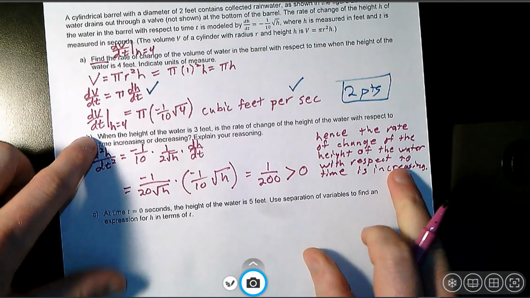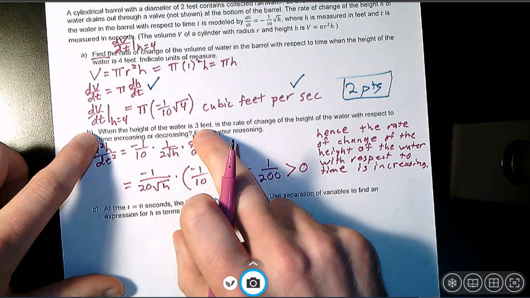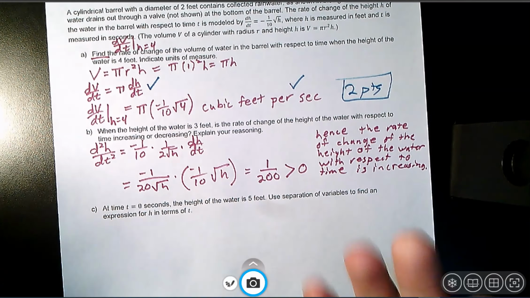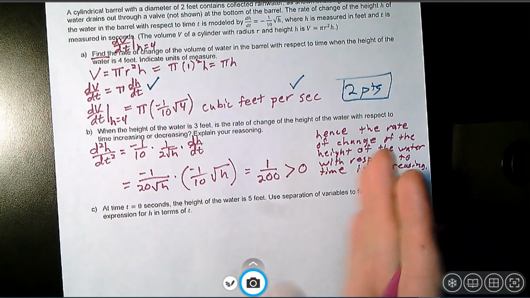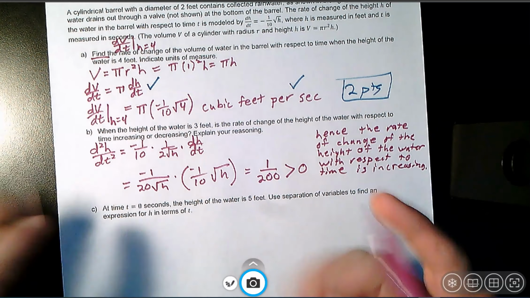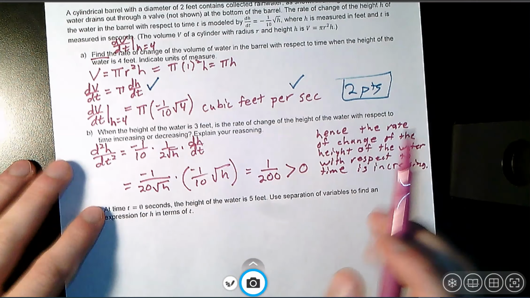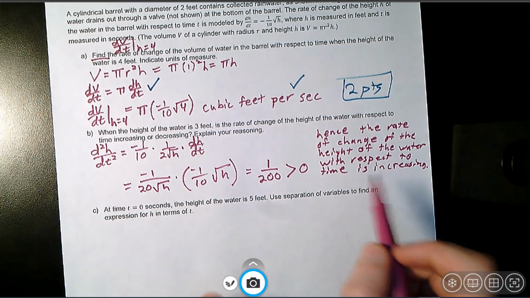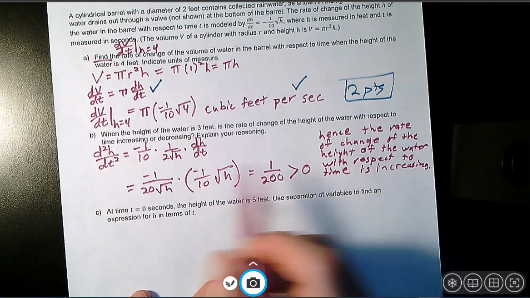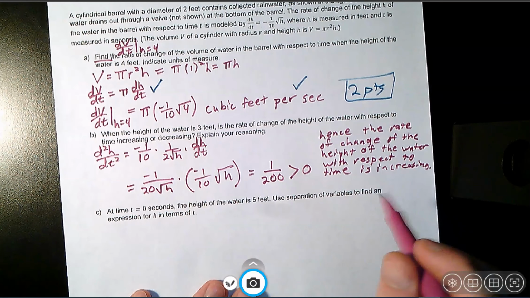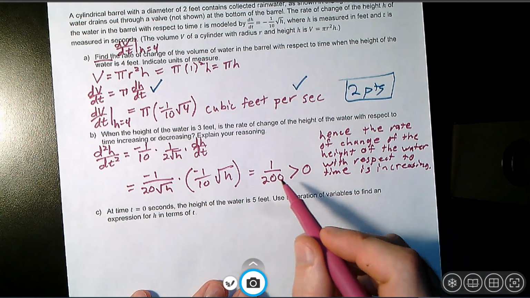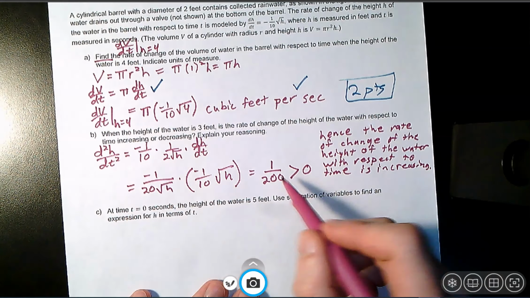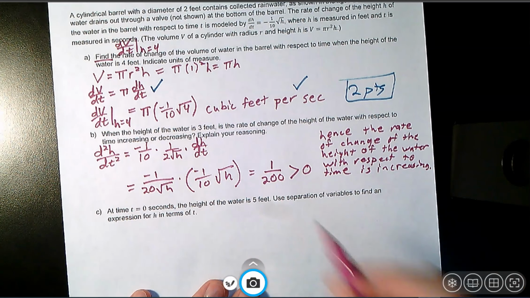Okay, and they ask when the height of the water is 3 feet, is it increasing or not? Well, we really know for all times it's increasing here, or at least for all positive times. I don't know that negative time really makes sense in the context of this problem. But it's definitely true that when h is equal to 3 feet, the height is going to be increasing because d squared h dt squared was a positive number. 1 over 200 is greater than 0.